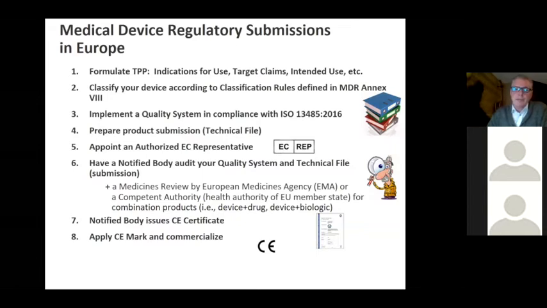If you have a combination product, they would also be conducting a medicines review by the EMA or a competent authority. Following the appropriate review period, your notified body will issue the CE certificate. You will receive approval from the competent authority, and you may then apply that CE mark and commercialize your product.